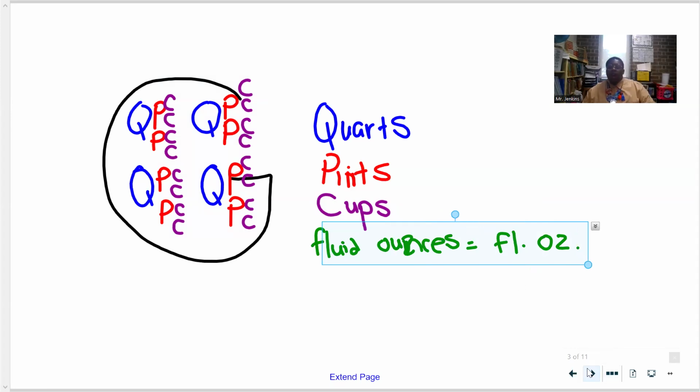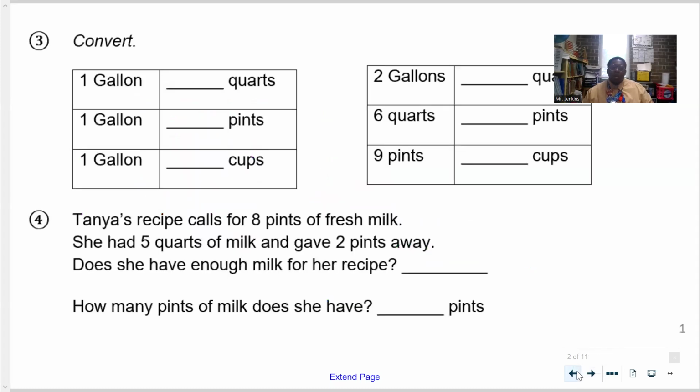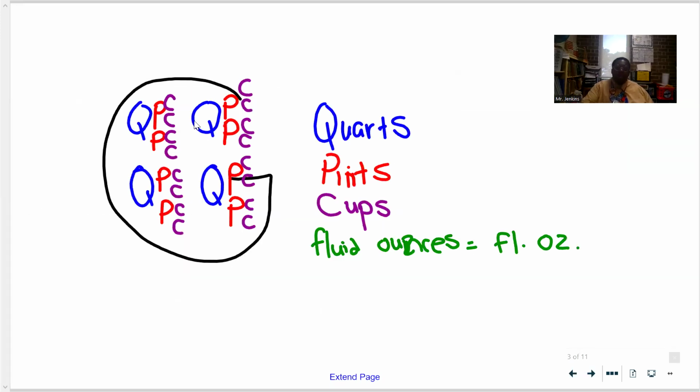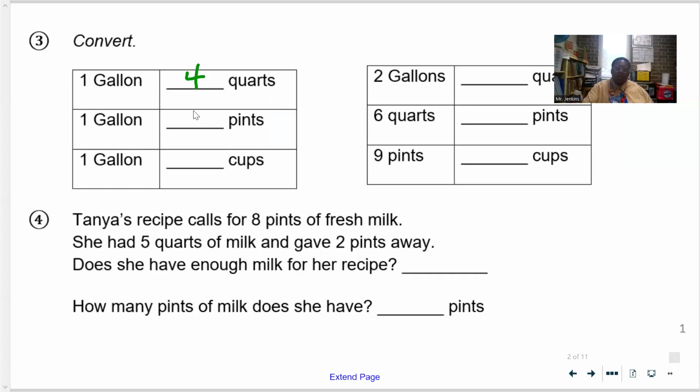Now that we have the Kingdom of Gallon, we should have this drawn on our paper. If you need to pause it to write it down, you can. We're going to use this to help us convert these. So in this problem, we have gallons, 1 gallon, 1 gallon, 1 gallon. How many quarts are in a gallon? Look back at the Kingdom of Gallon. We should have 4 queens makes up 1 gallon. Now, in a gallon, since we have 2 pints per every quart, that would give us 2, 4, 6, 8 in 1 gallon, 8 pints.